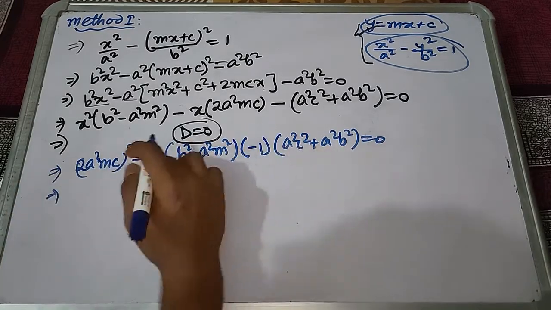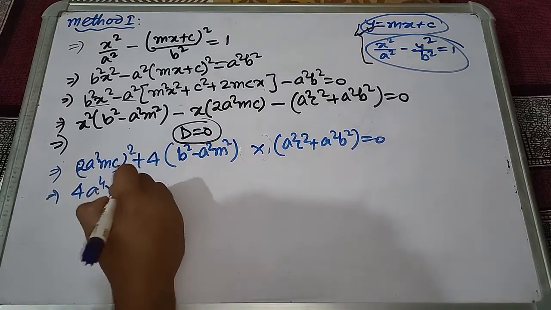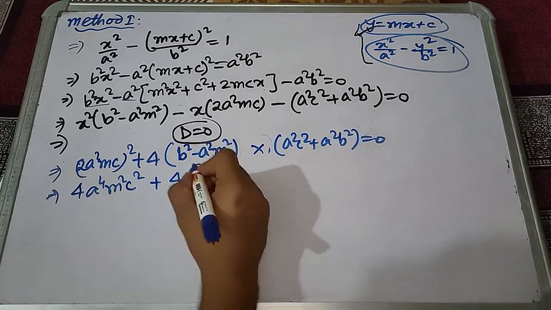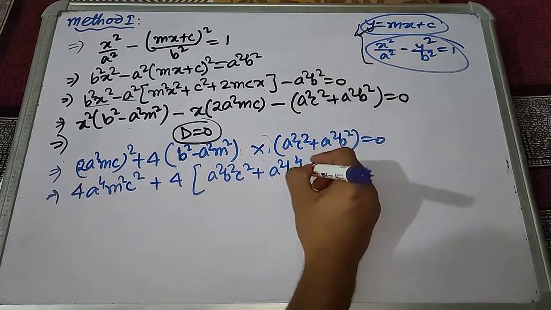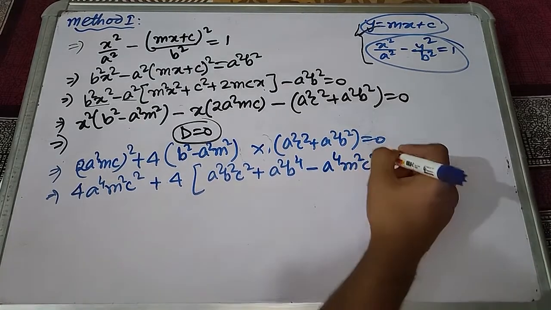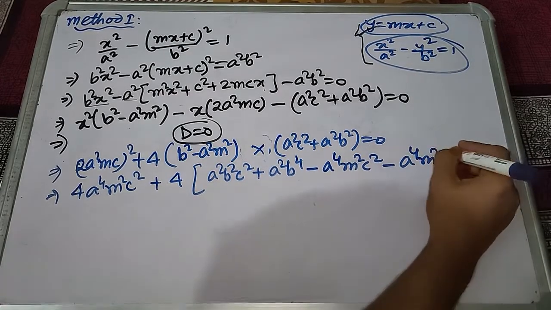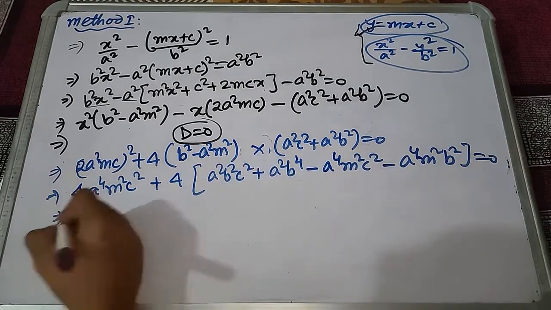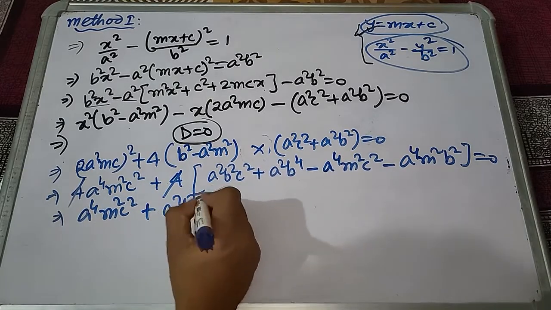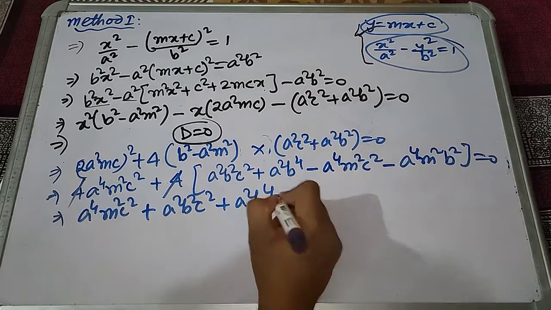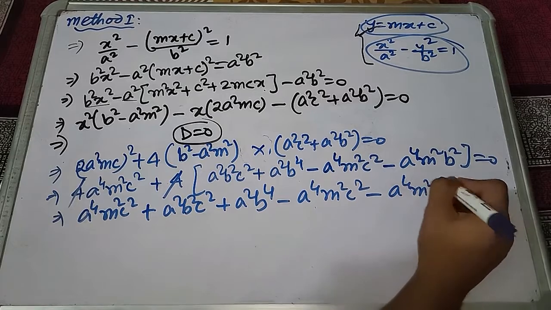So this minus and this minus will become a plus. So this becomes 4a power 4 m square c square plus 4 into a square b square c square plus a square b power 4 minus a power 4 m square c square minus a power 4 m square b square equals 0. 4 and 4 cancel out. a power 4 m square c square plus a square b square c square plus a square b power 4 minus a power 4 m square c square minus a power 4 m square b square equals 0.